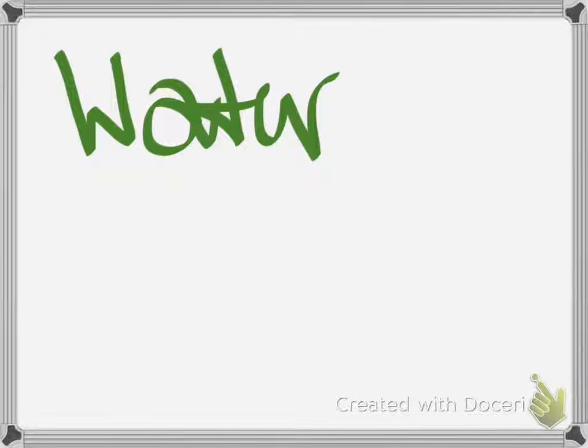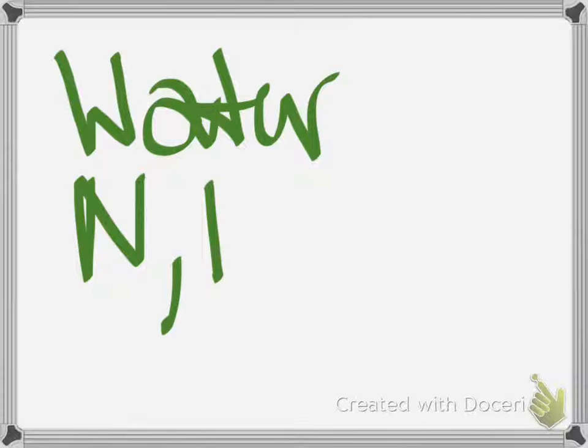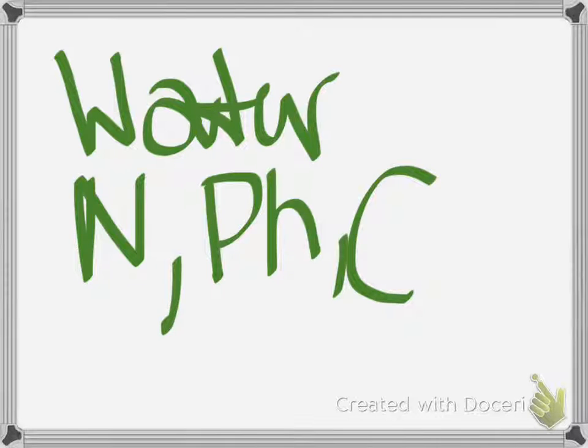Now, we just went over the 4 cycles. We went over water and nitrogen and phosphate and carbon. These are extremely important cycles. Ecosystems cannot survive without them.